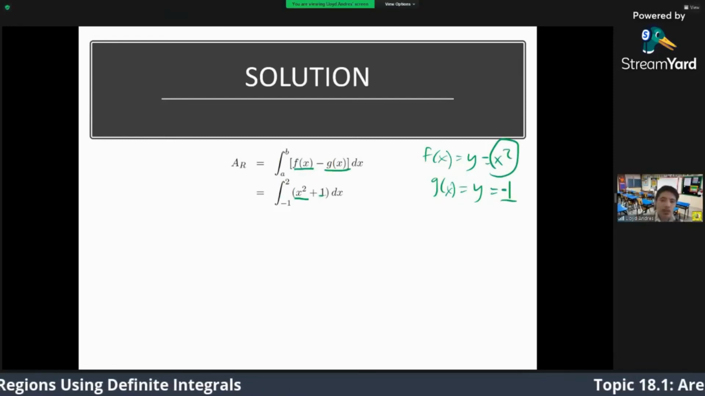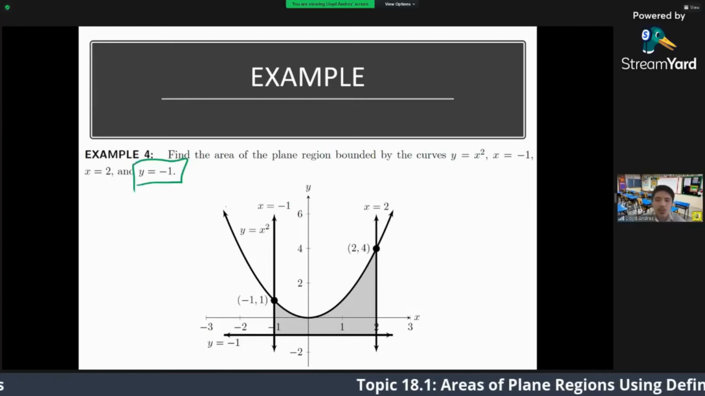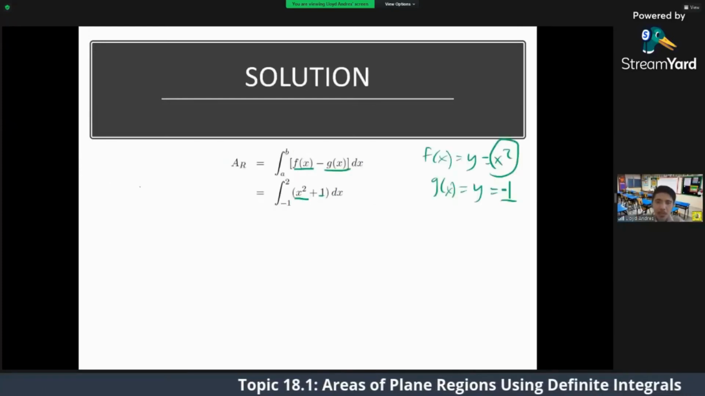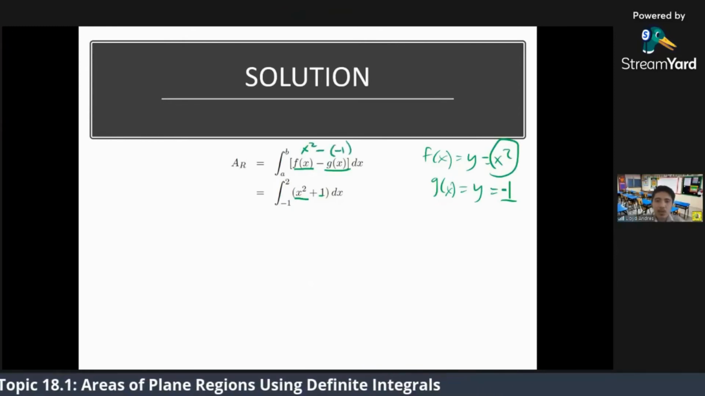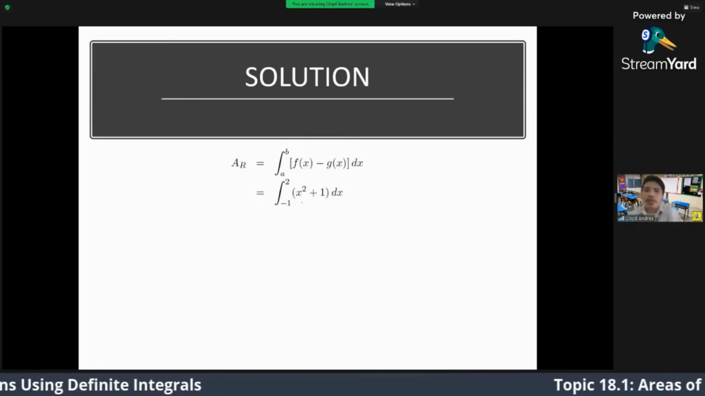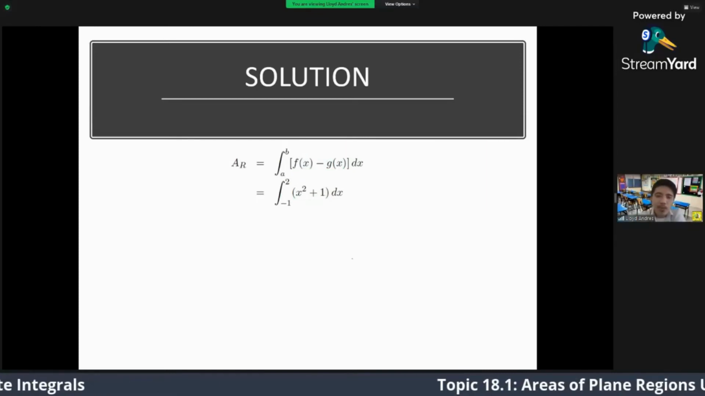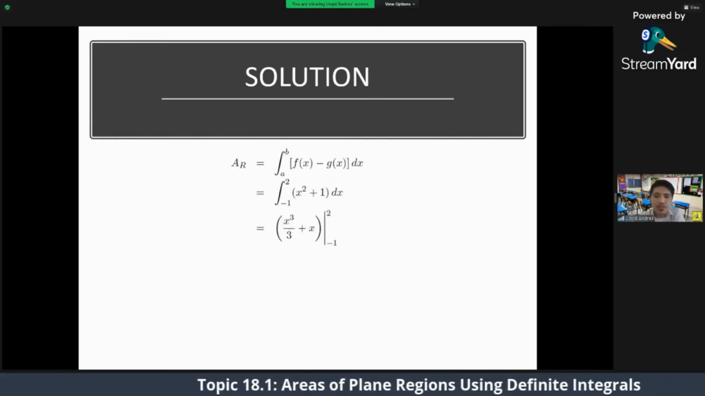Check na ta ha. Y equals to negative 1. So, mag-plus na ni siya. So, this is x squared actually minus negative 1, so x squared plus 1. Okay. So, since integral na nato, we will now solve using fundamental theorem of calculus.